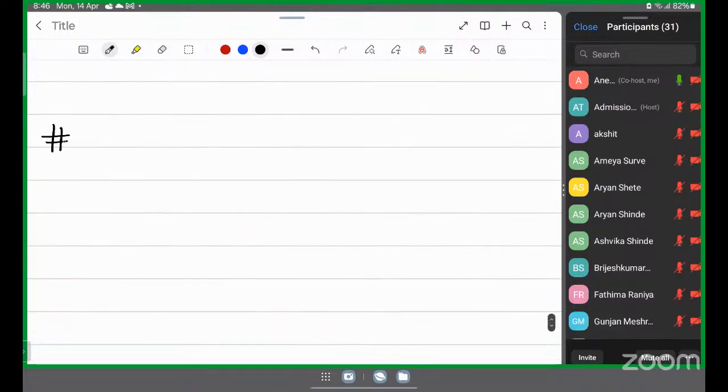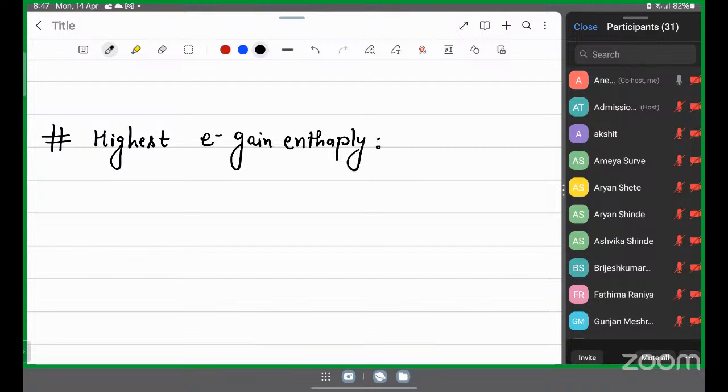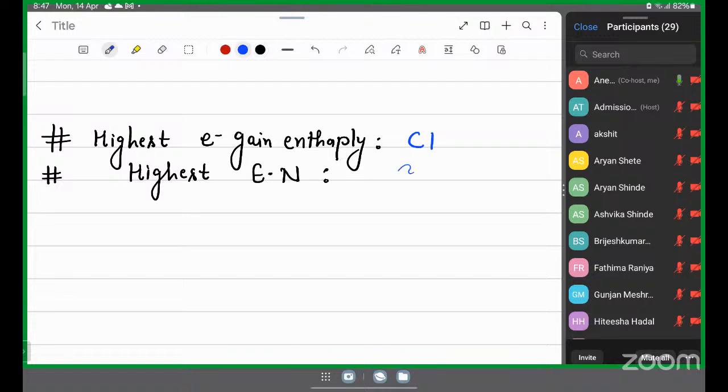Okay. Now tell me about the element which has the highest electron gain enthalpy. Highest electron gain enthalpy must be for the fluorine atom, but it is an exception, and this is for the chlorine atom. Yes. Highest electronegativity is for fluorine. Fluorine. Yes, understood?